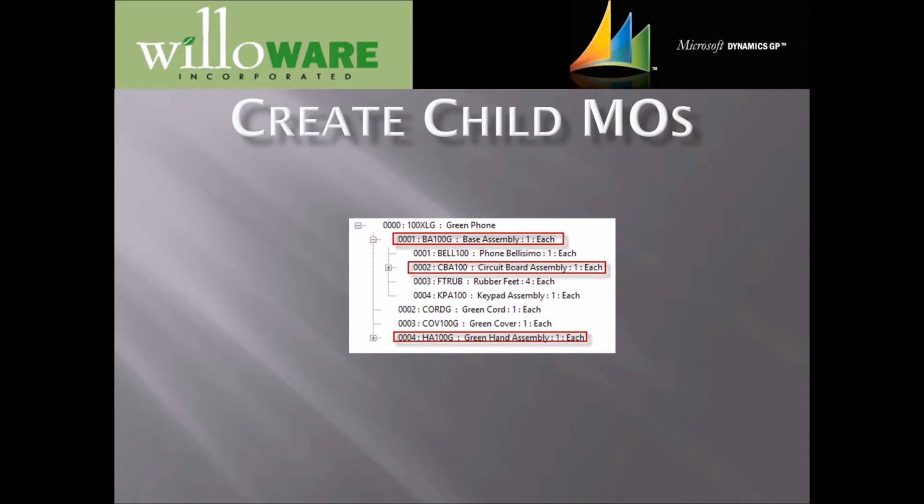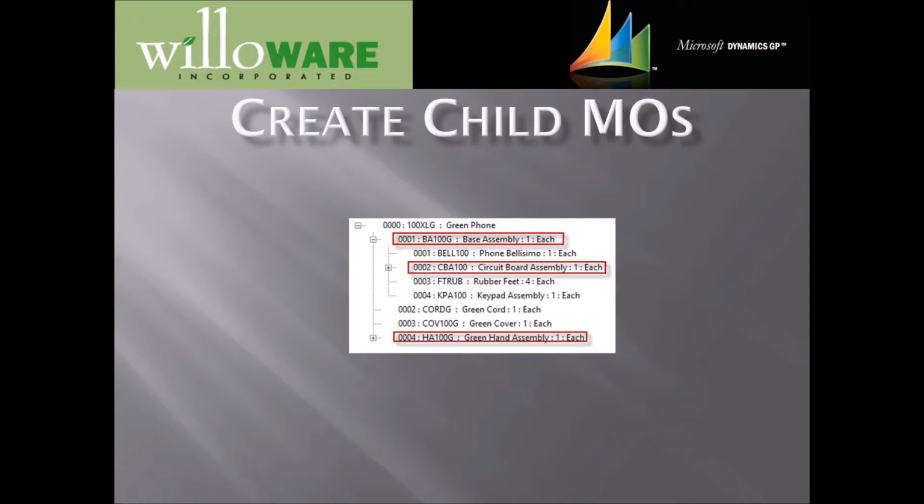Create Child MOs can run automatically when an MO is created from sales transaction entry. In this case, the parent item is Make to Order, manual or silent, or it is a configured item. When the MO is created from sales transaction entry, the Create Child MOs utility will catch that parent MO and create child MOs for the Make to Stock subassemblies.